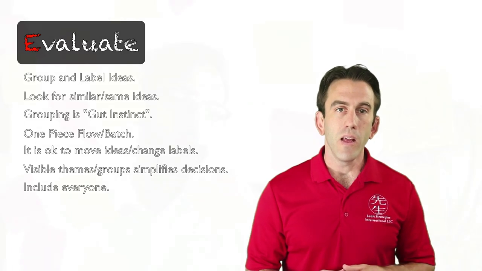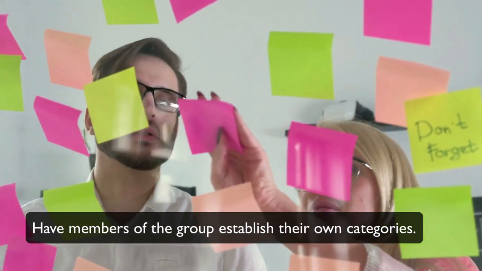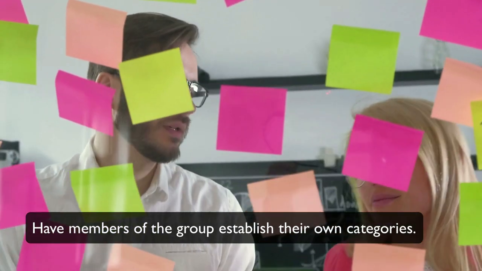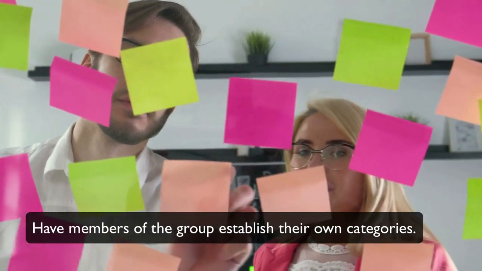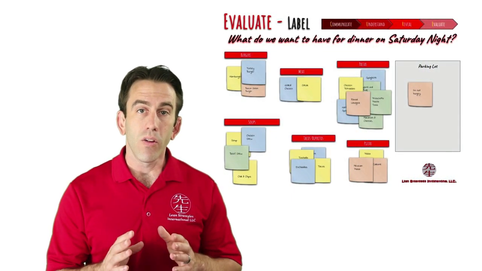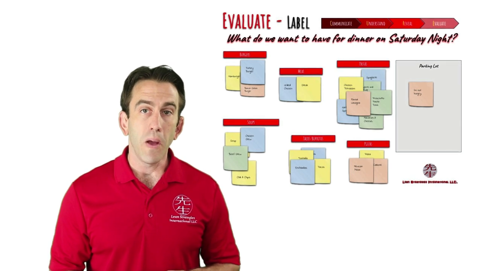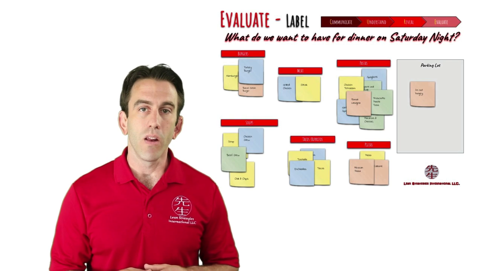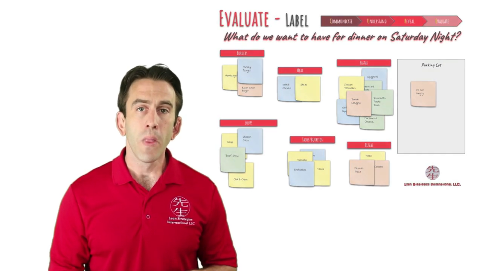The second method is to have members of the group establish their own categories. This method can be tough to use in the beginning, but is also more effective when teams learn to work together and share ideas. Once you have all your ideas in a group and labeled, you should now see and be able to analyze your information much easier. In the next lecture, we will summarize the process before moving on to your capstone project. We'll see you in the next lecture.